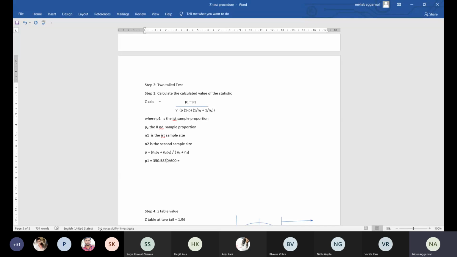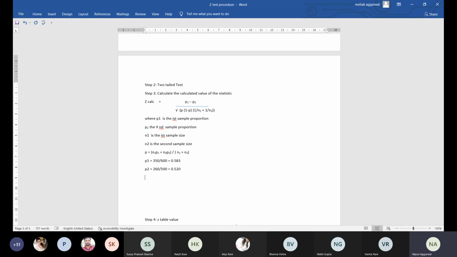So 0.583 is the P1 value. Then in the same way you have to calculate P2. So P2 is equal to 260 on 500, and the value comes out to be 0.520. So this 0.583 is the proportion for medicine 1 and 0.520 is the proportion for medicine 2.